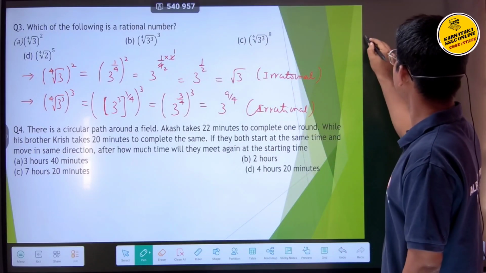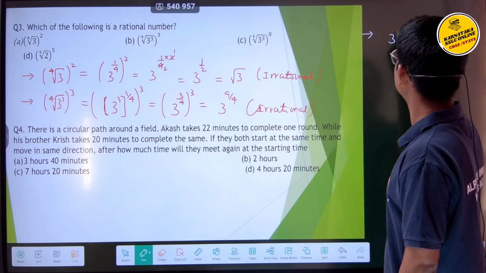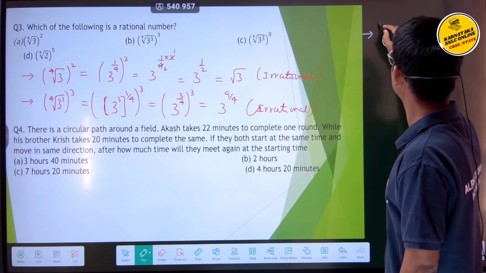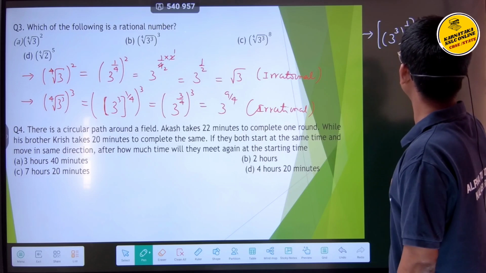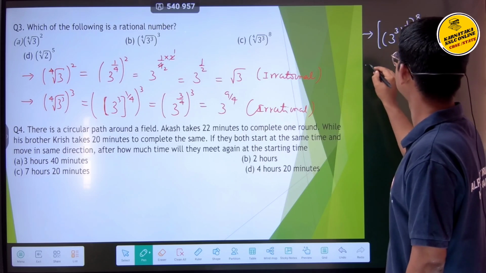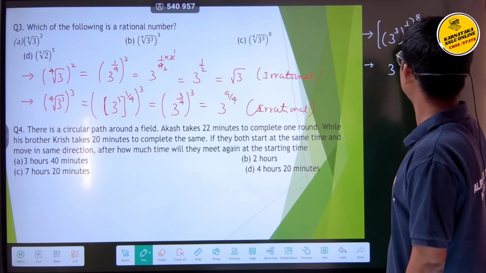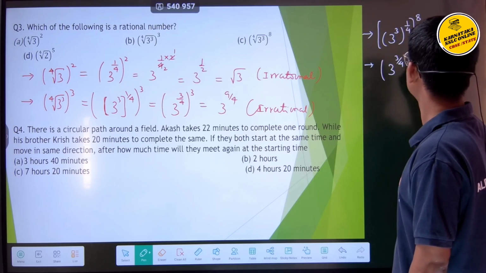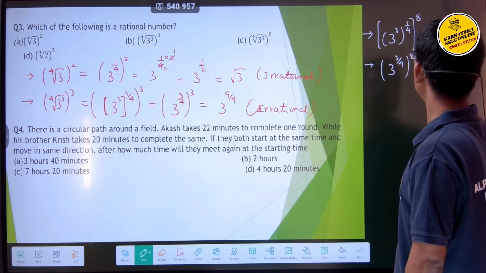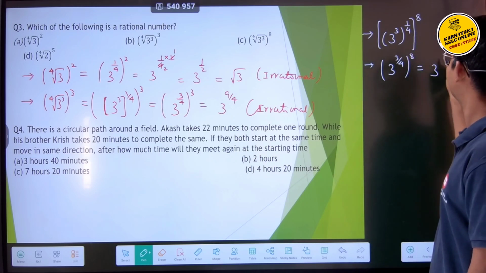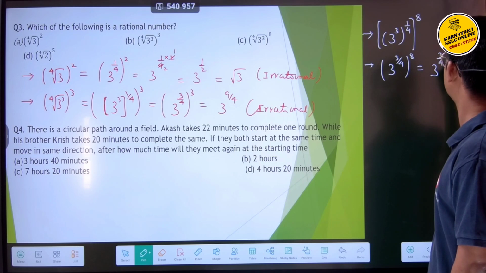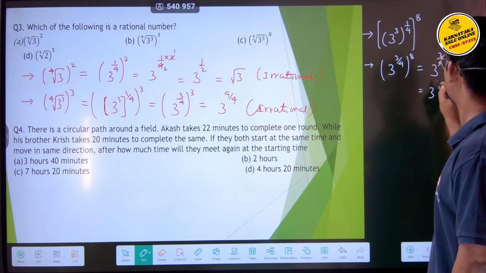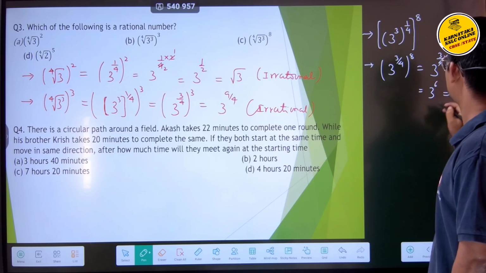So it is 3 to the power 3, to the power 1 by 4, and I'll take it as 8. So 3 into 1 is 3 by 4, and again 8. So it is going to be 3 to the power, you can multiply, so you'll get 3 by 4 into 8. 4 times 1, 4 times 2. So 3 to the power 3 into 2, 6. 3 to the power 6.